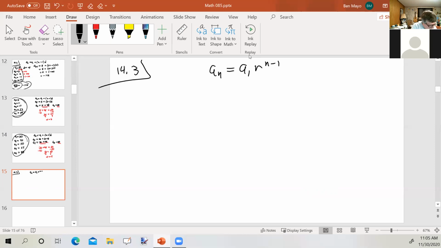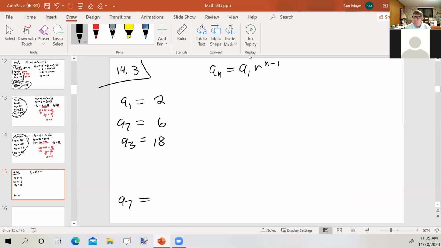Okay, let's see here. It says find the specified term of the geometric sequence with the following properties. The first three terms are 2, 6, and 18. Find the seventh term. Okay.